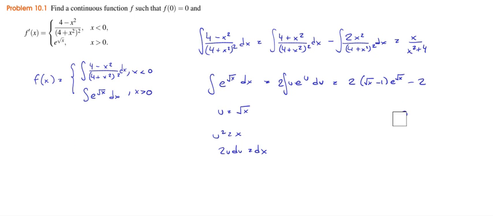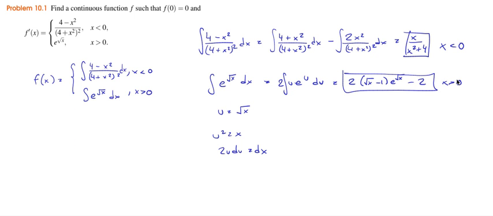Right? And so these are the two values of the function: this when x is smaller than 0, and this when x is greater than 0, and that's the end of the problem.